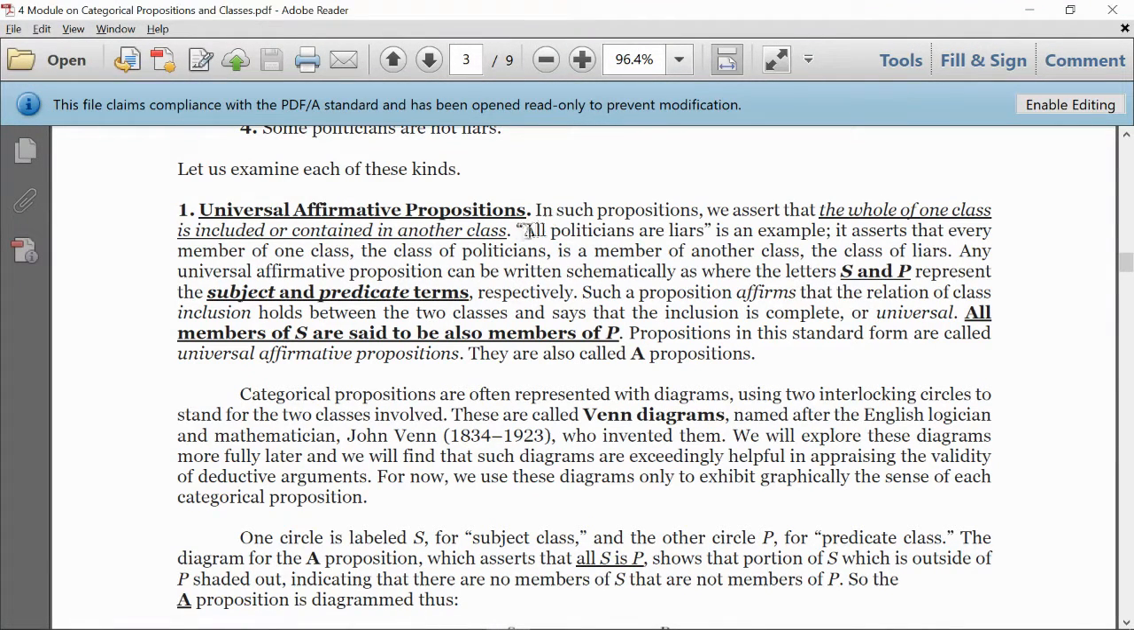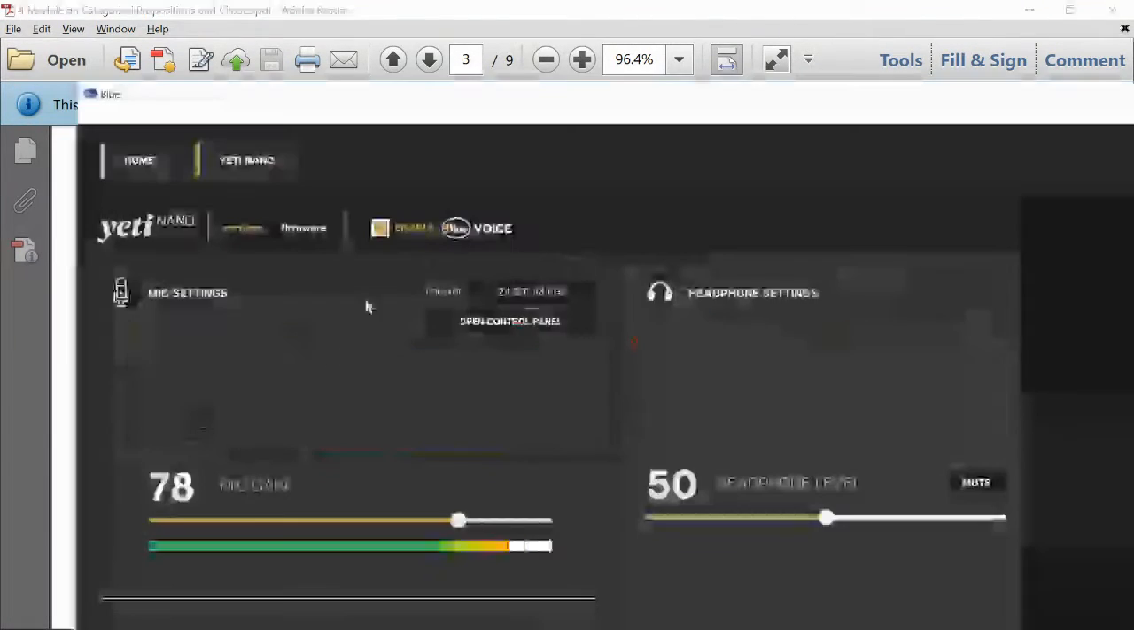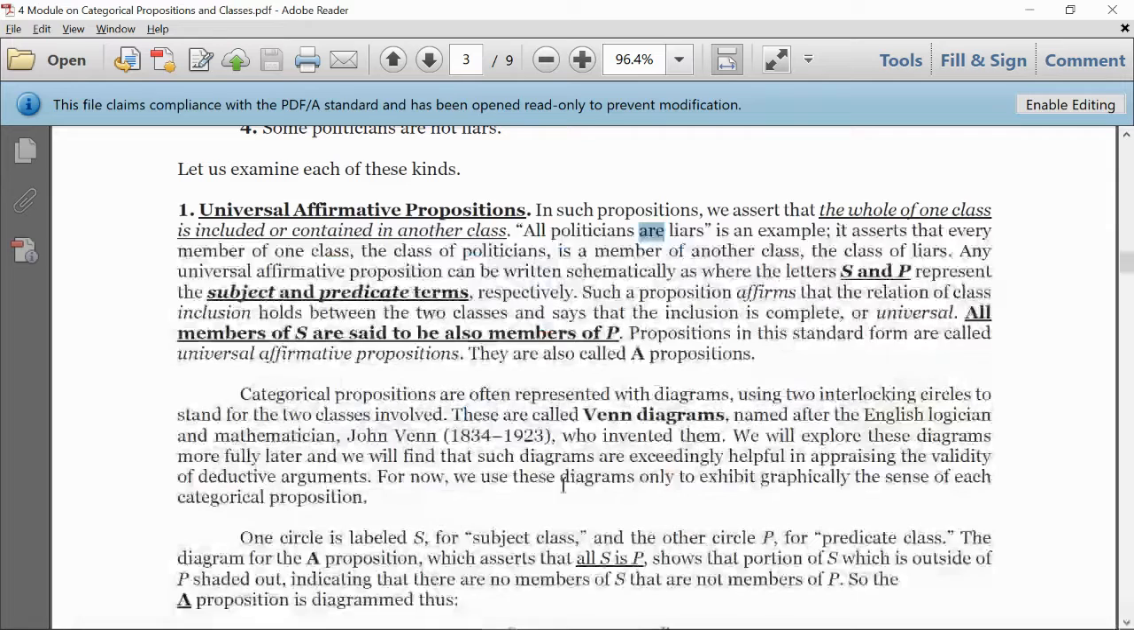So what is the subject term here? This is a simple sentence. It uses a linking verb. Usually in propositions, when it's not translated using a linking verb, you should at least translate it in a way that will show the copula, or the linking verb. So the subject term here would be politicians, and the predicate term would be liars.